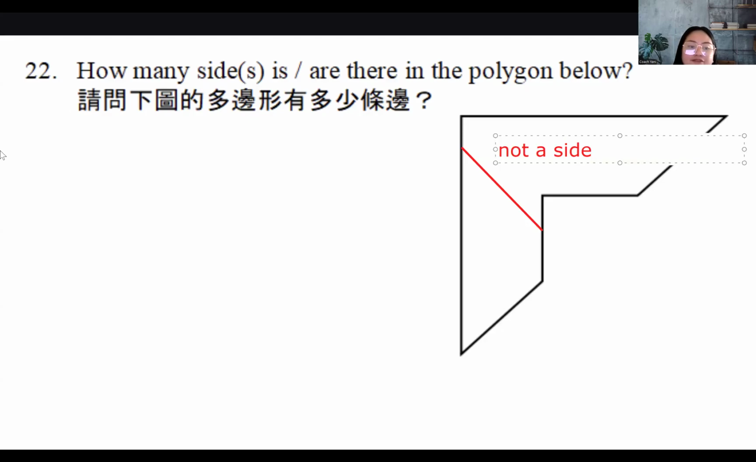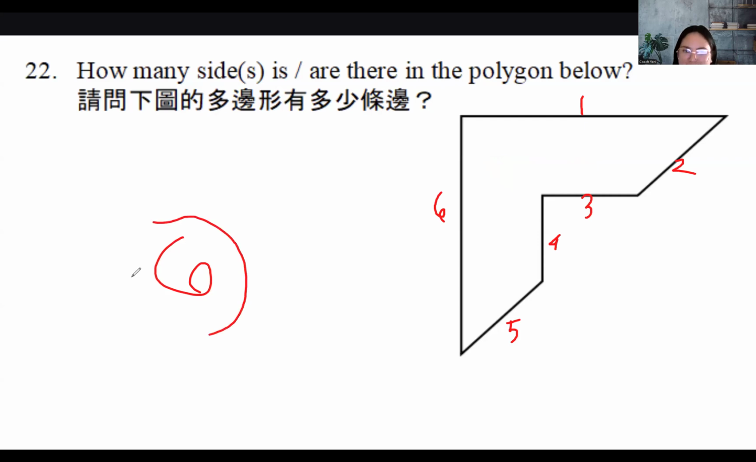Okay, if ever, this is just an example. If there's a line inside the polygon, it's not considered a side. A side is just everything that's outside of a polygon. Okay, so let's count the sides here. One, you just have to count thoroughly. 3, 4, 5, and 6. So that means the answer is 6.